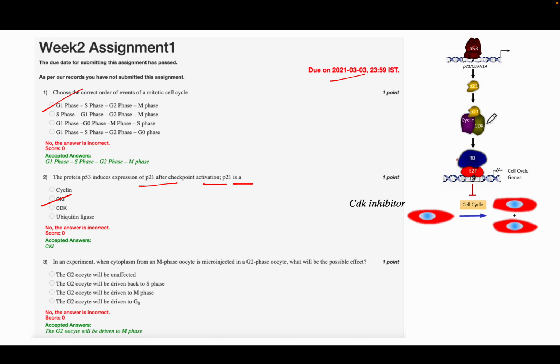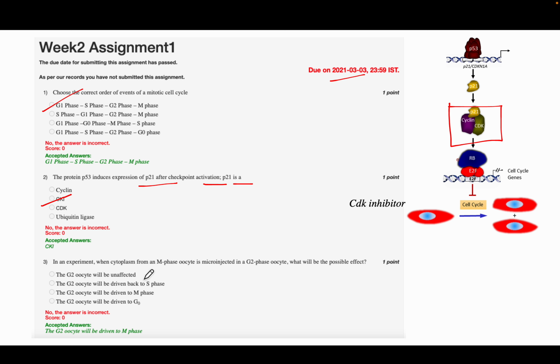When P21 binds to cyclin and CDK, what happens? The cyclin and CDK will get inactivated, so the cell cycle or cell division will not be able to happen. This basically makes the cyclin CDK complex inactive, not active. Whenever it is bound, the cyclin and CDK will not be free, so the cell division will not occur.